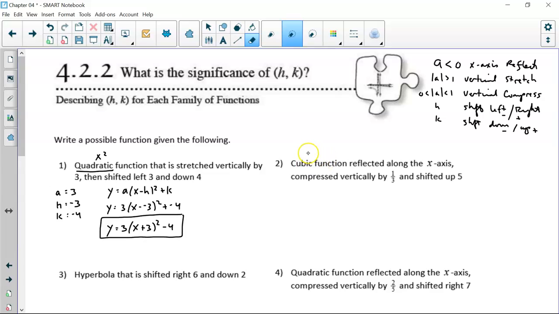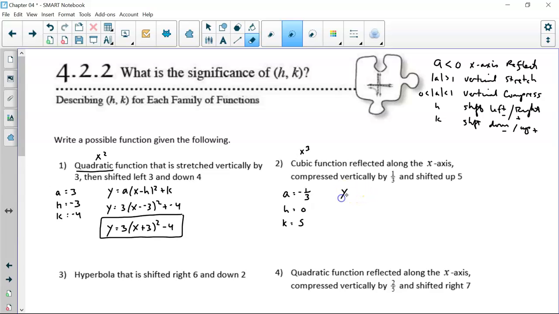For number 2, it's a cubic function, so it's x cubed, reflected along the x-axis, so that tells us a is negative. Then it's compressed vertically by 1/3, so it's negative 1/3. We're shifting up 5. So h, we're not going left and right at all, so it's 0. And k, we're going up 5, so k is 5.